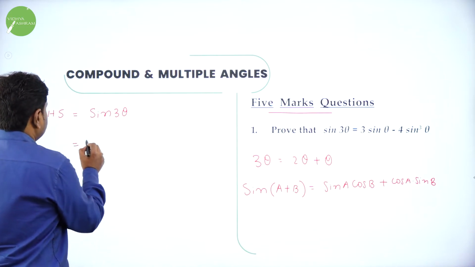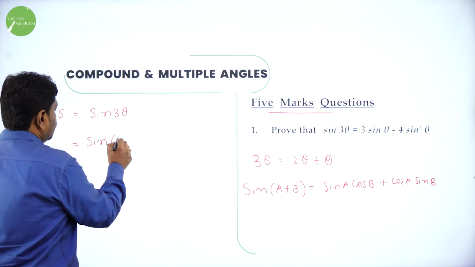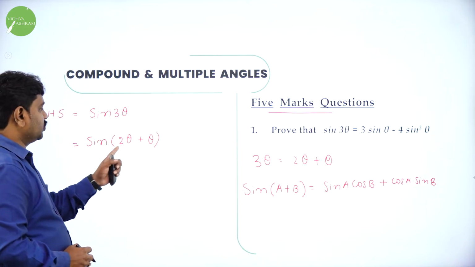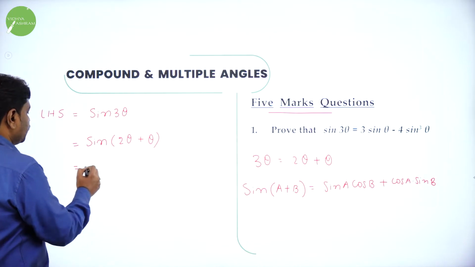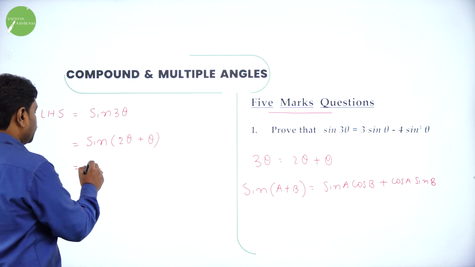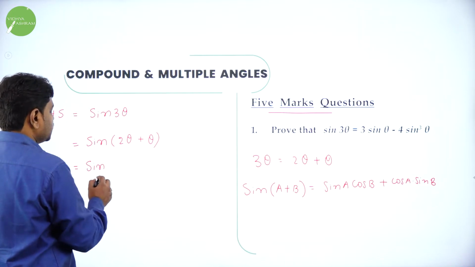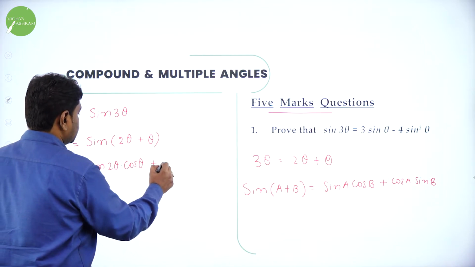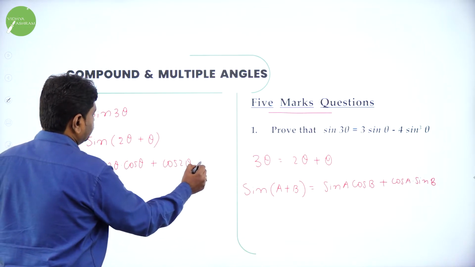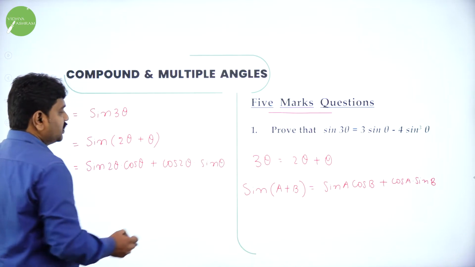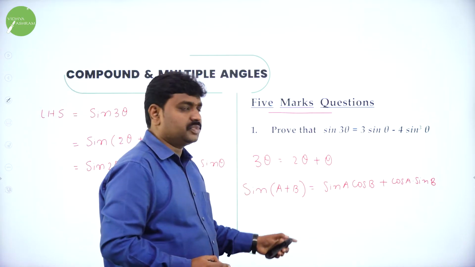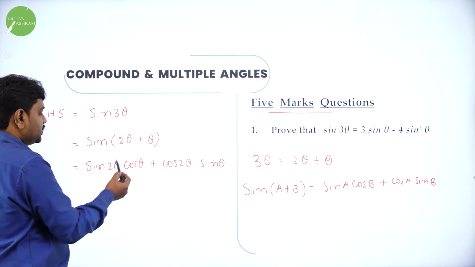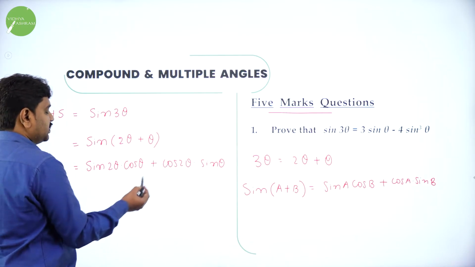So now all of you know 3 theta can be written as sin of 2 theta plus theta. I can write 3 theta as what? 2 theta plus theta. Now this is in the form sin of a plus b. Sin of a plus b is sin a cos b plus cos a sin b. So it will become sin 2 theta cos theta plus cos 2 theta sin theta. I am using the formula sin of a plus b. See here, sin of 2 theta plus theta is sin 2 theta cos theta plus cos 2 theta sin theta.